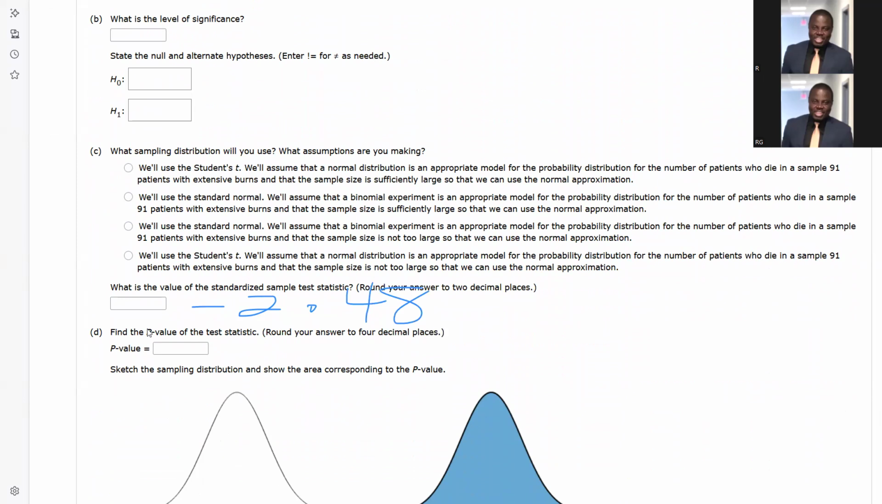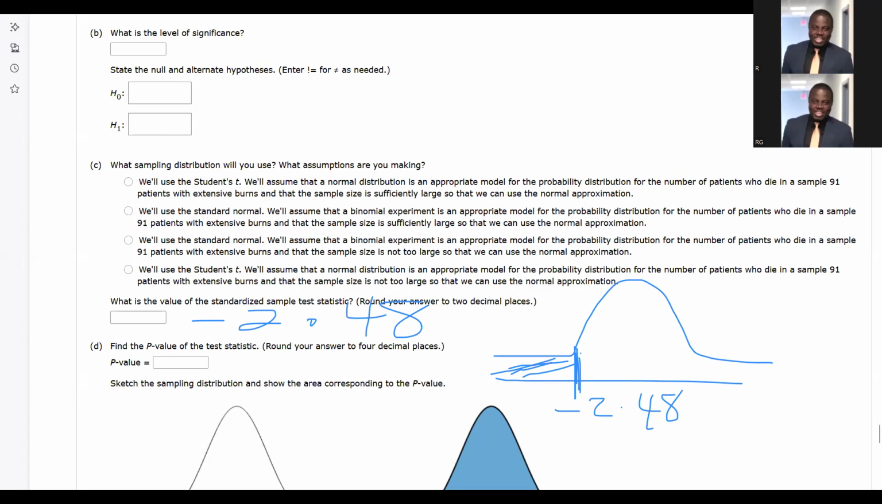And now I find my p-value. Now remember, to find your p-value, you have to know what is going on. So this is left-tailed, negative 2.48, and then I find the area from my table. Now remember, this is left-tailed, so I don't have to subtract. If it's right-tailed, then I have to do a subtraction. But here, I'm not going to do any subtraction.